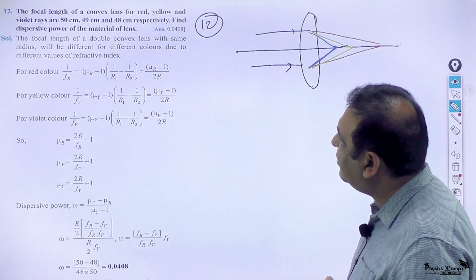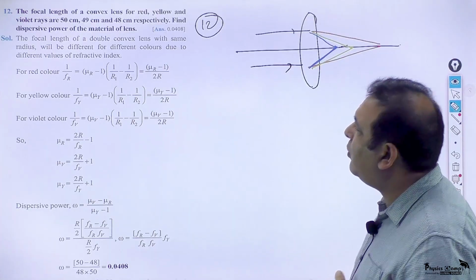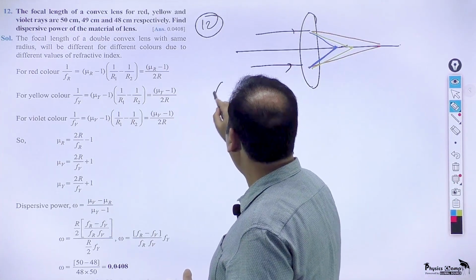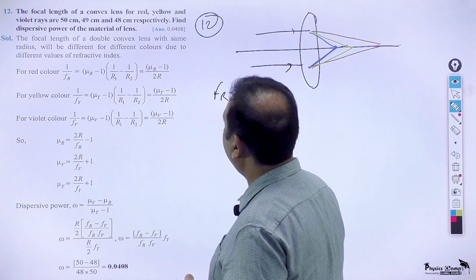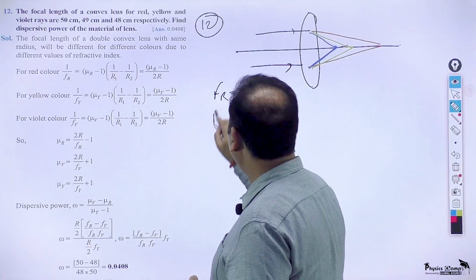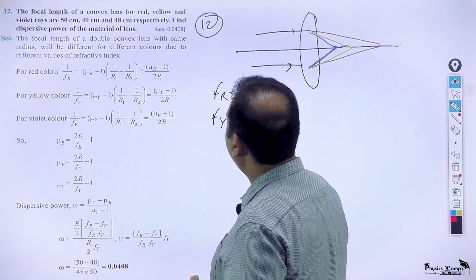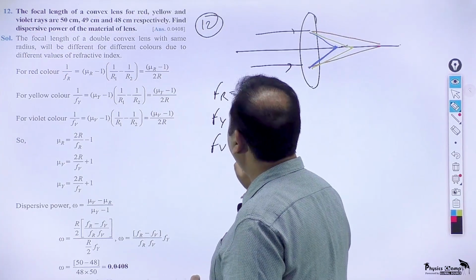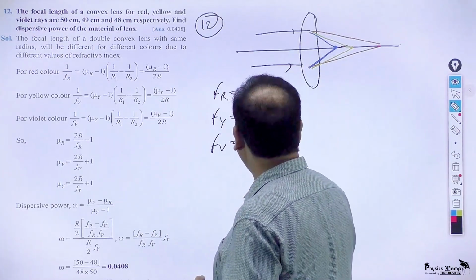The focal length of a convex lens for red, yellow, and violet. The focal length for red color is 50 centimeters. For yellow color, it is 49 centimeters. For violet color, it is 48 centimeters.